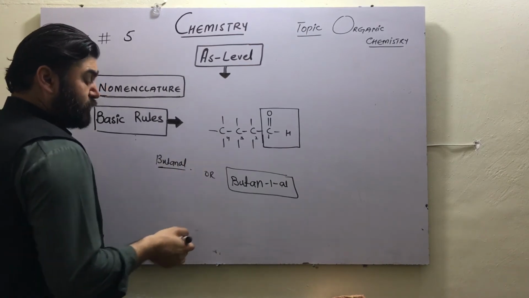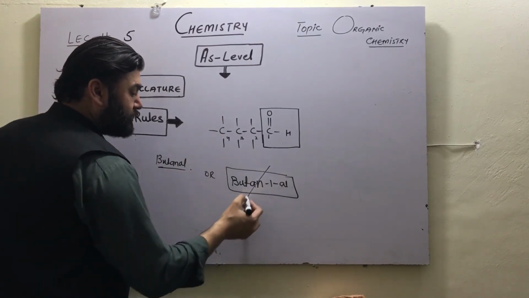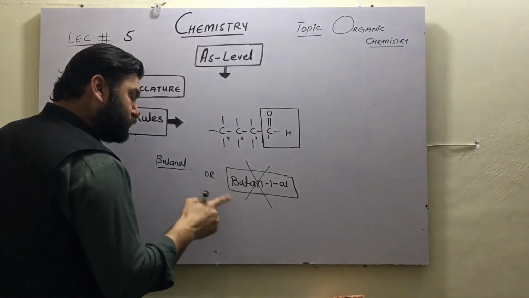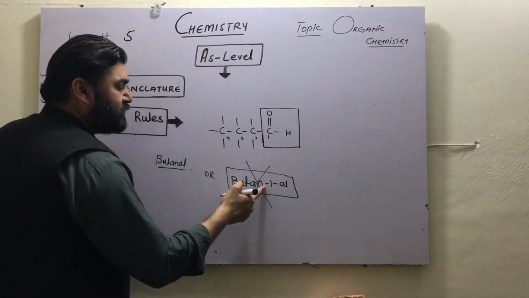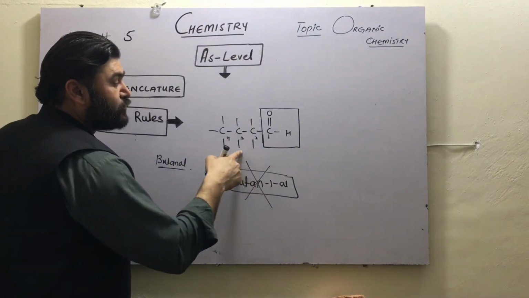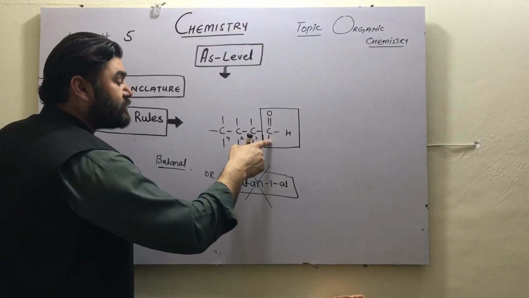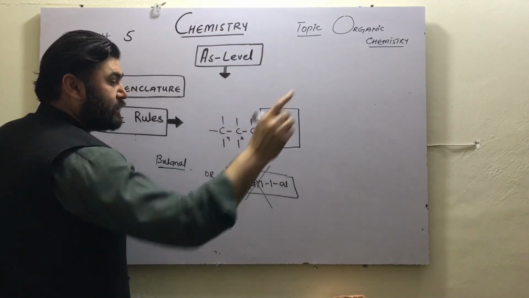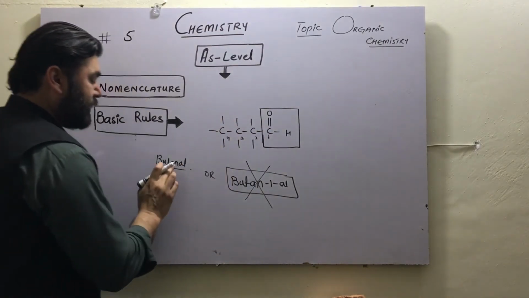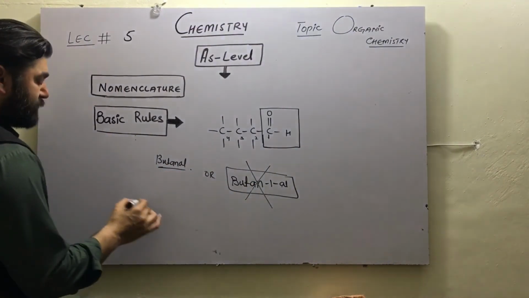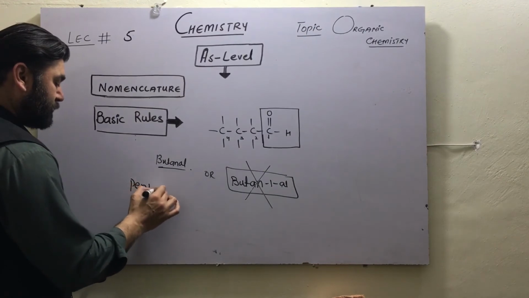In most of the books the position is not written because it is always at the terminal side. So you use this one, not this one, because this one shows the position. As I mentioned, this position cannot be written in the middle, so you will always write it at the terminal of the chain. So that's why this is not the correct way, this is the correct way. Butanal is like pentanal.